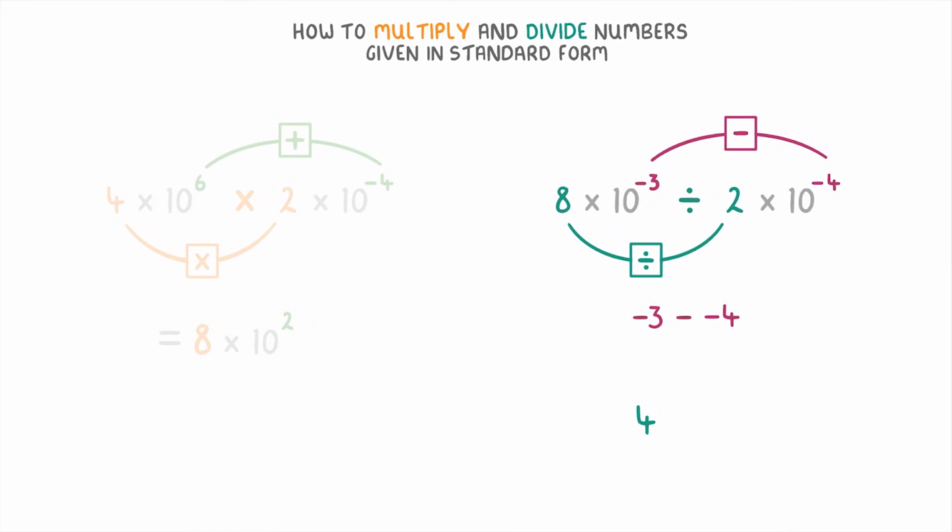And just watch out whenever you come across things like this, because it's really easy to make a mistake when you're taking away negative numbers. Remember, whenever you take away a negative number, the two minus signs turn into a plus. So really, we have negative 3 plus 4, which is positive 1. So our overall answer would be 4 times 10 to the power of positive 1, which is actually just 4 times 10, or 40.